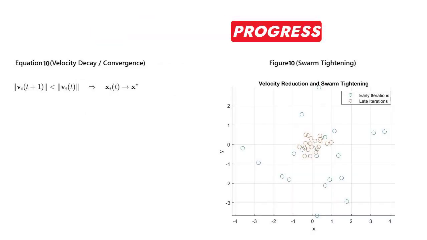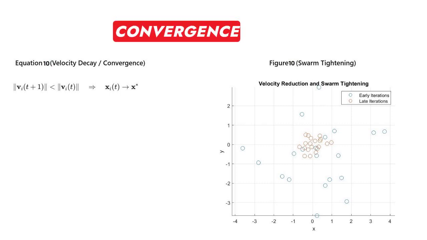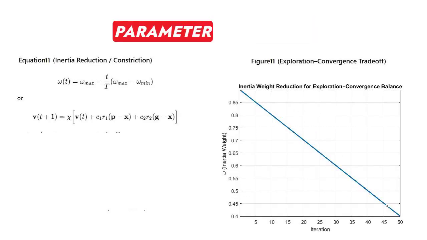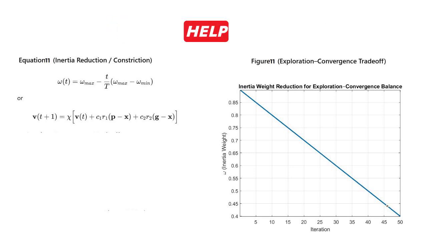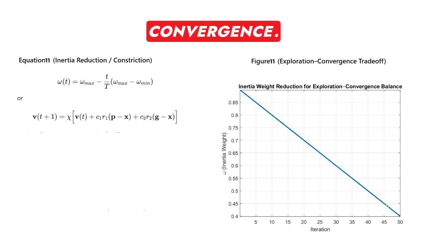As iterations progress, velocities typically decrease and the swarm tightens, indicating convergence toward optima. Parameter strategies like reducing inertia or using a constriction factor help balance exploration and convergence.